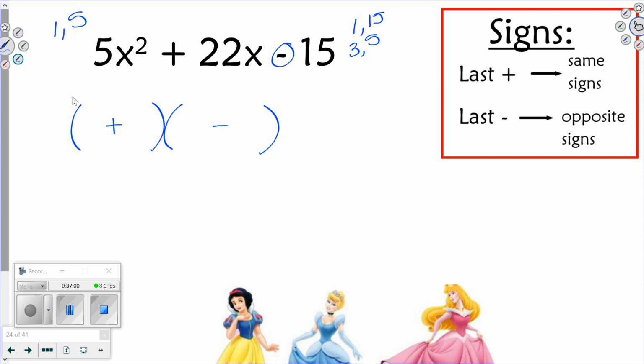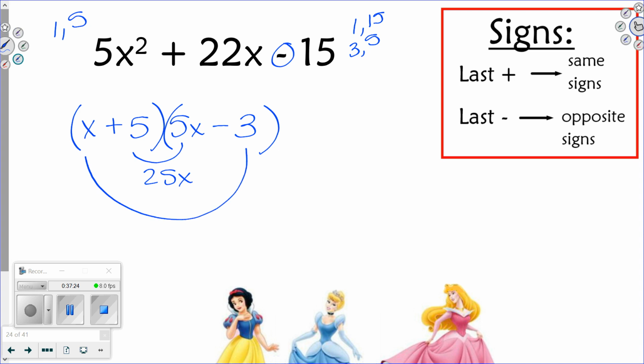All right. So options for A, we just have 1x and 5x. 1 and 15 or 3 and 5? Ooh, somebody said 5 and 3. Why can't I go 3 and 5? Good. If I put the 5 here, you'd have GCF sitting there. So it would have to be 5 and 3. Okay, checking that, we get 25x minus 3x. That gives me 22x. Yay.